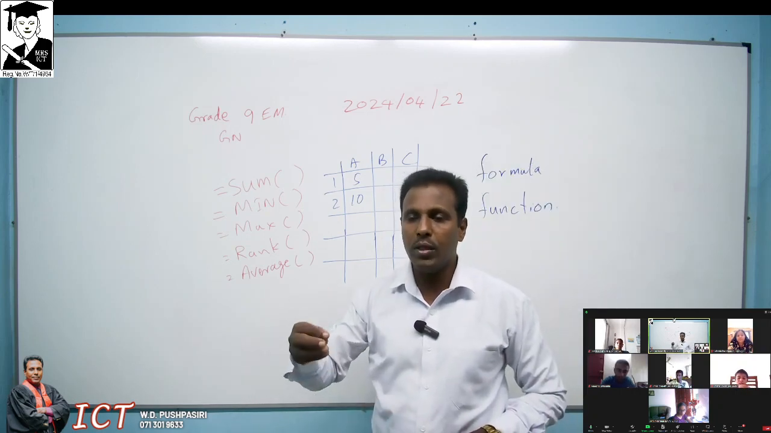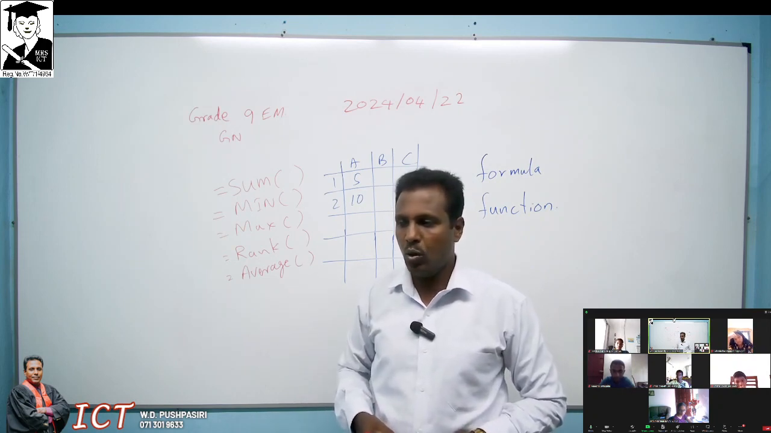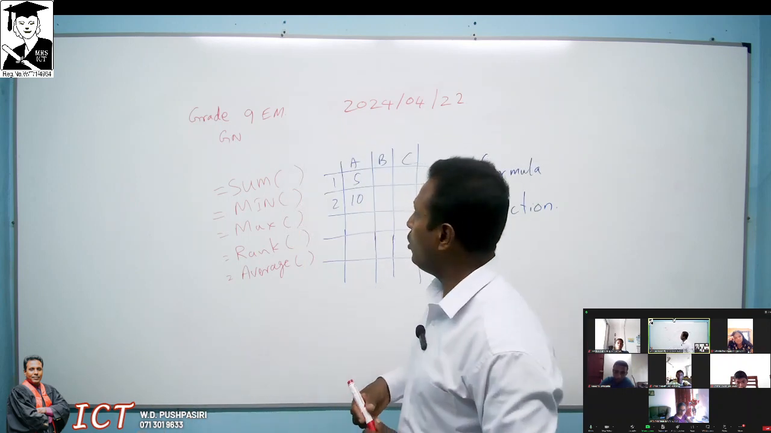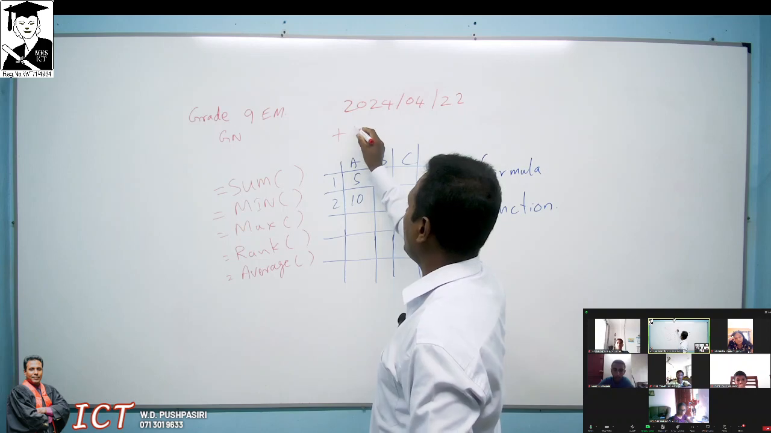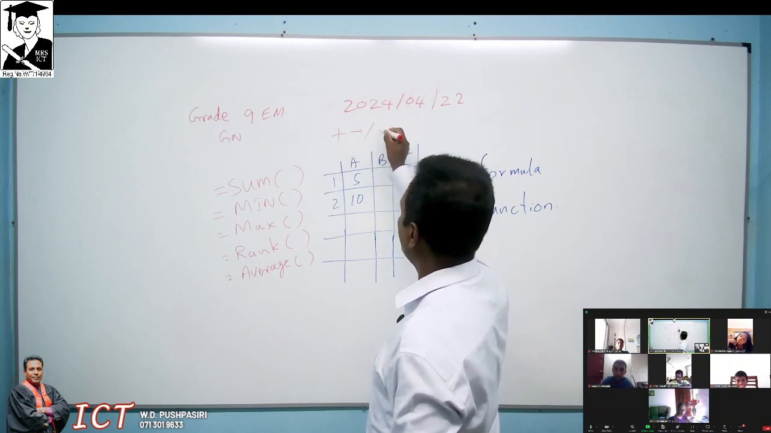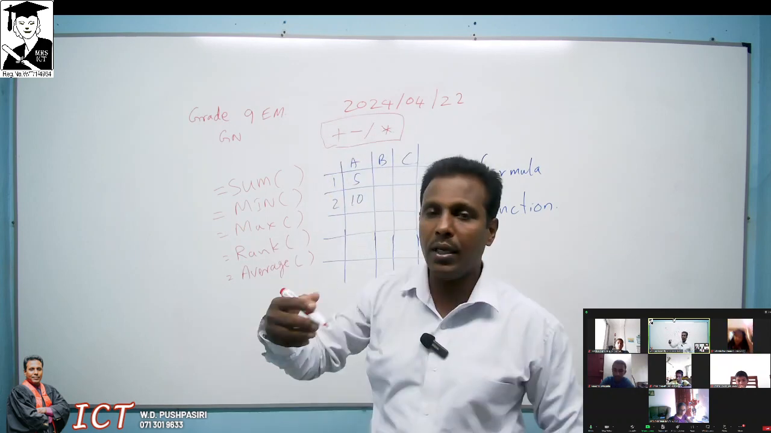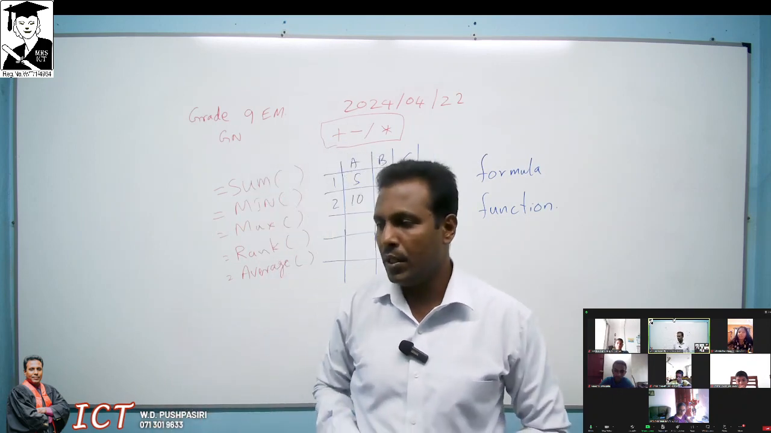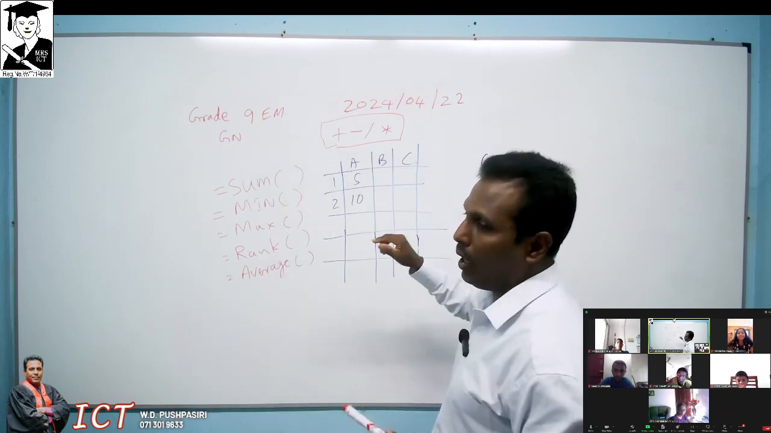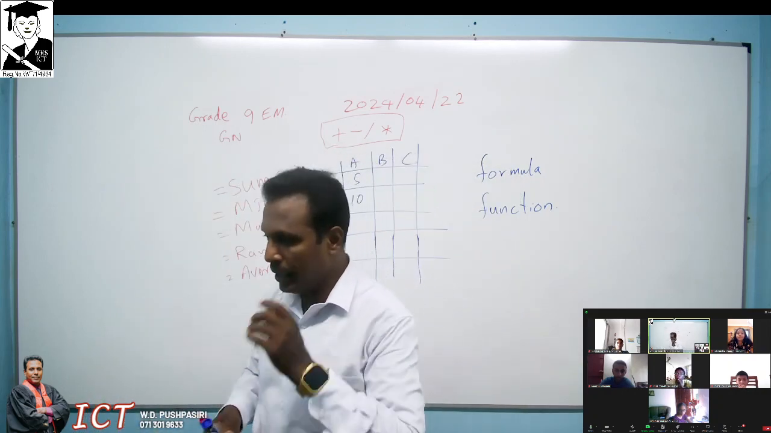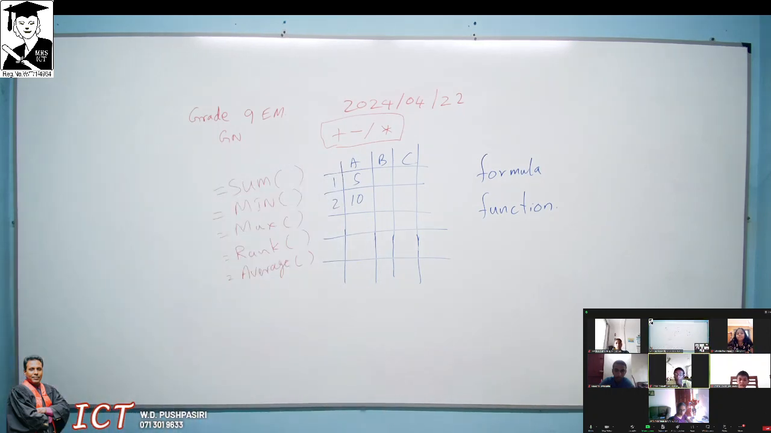Formula is using mathematical symbols. Now what Vihas was telling me was that the formula means we are using plus, minus, division, multiplication, or something like those, and we are creating our own way of solving the problem. That is called a formula. So can you understand the difference between function and formula? Yes, sir. Can you write down the way that you understood?